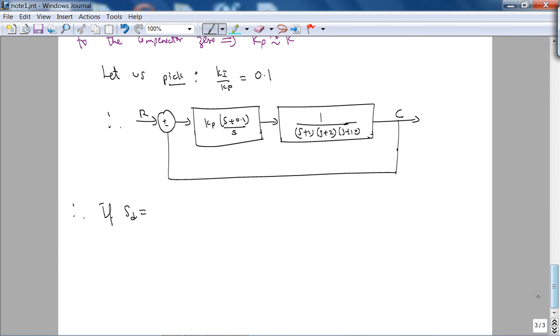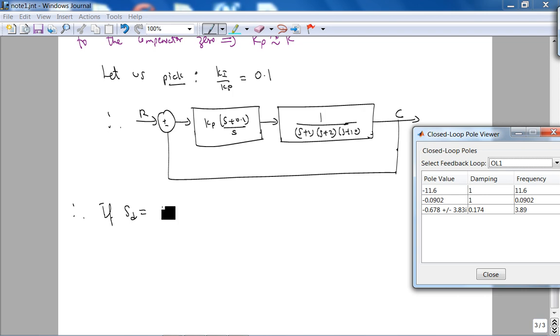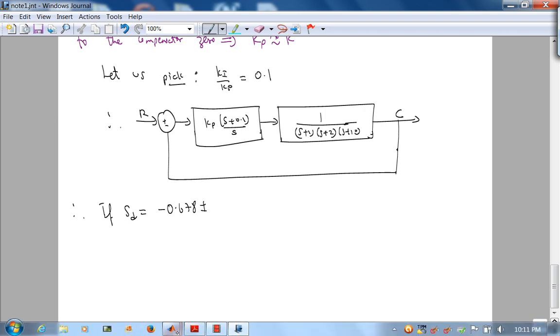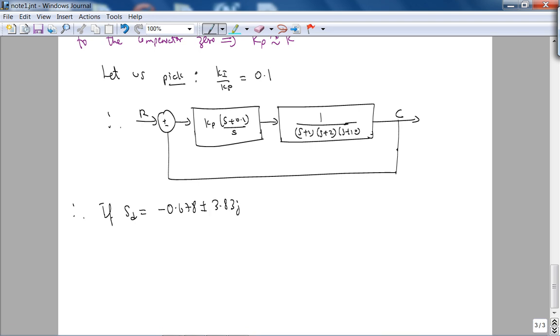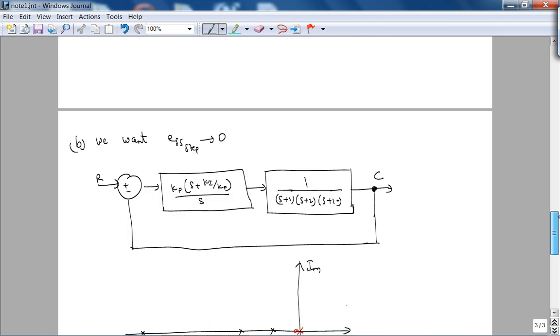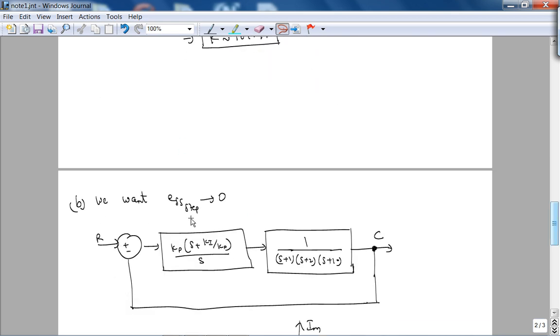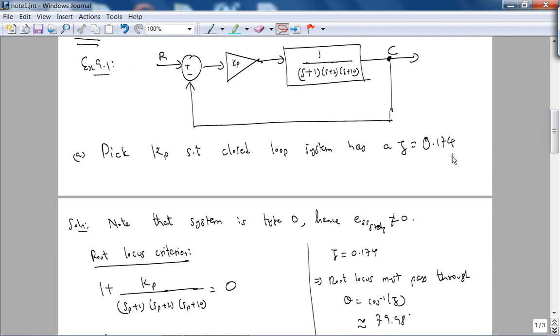And for getting a damping ratio of 0.174, our SD is slightly different. That is, I have negative 0.678 plus or minus 3.83j. I think I just said 0.383, which is incorrect, it is 3.83j. Okay, we get Kp approximately 158. Bottom line is, compared to our simple proportional controller, our K is only slightly different, and our poles are only slightly different, but that's not the point. The point is, we are able to eliminate the steady state error due to step and satisfy the transient response design constraint of zeta.